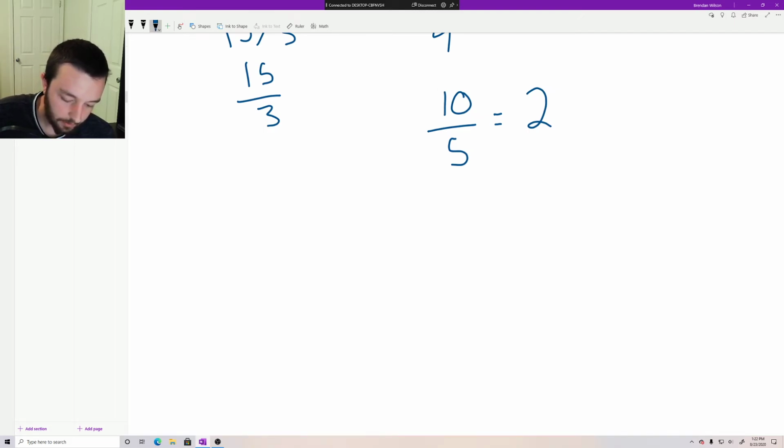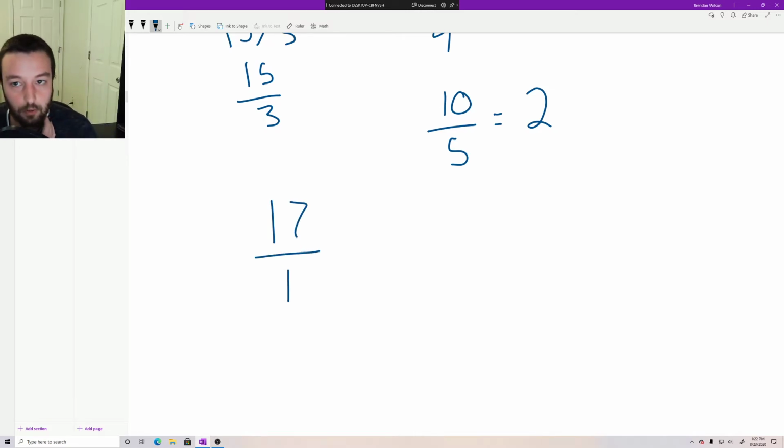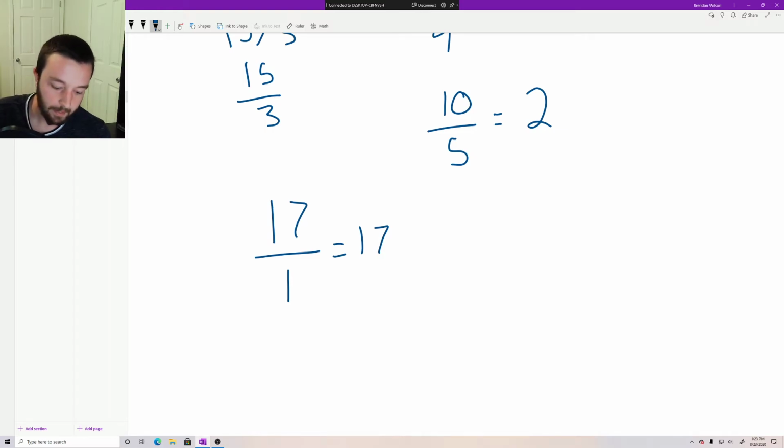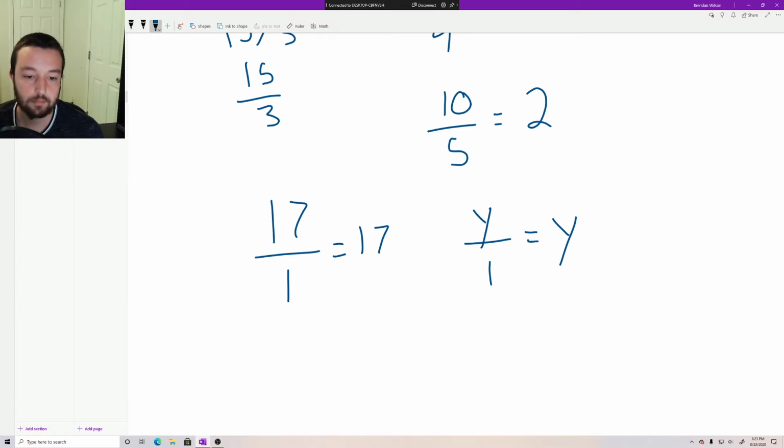Now, what about 17 divided by 1? Well, we're saying what times 1 equals 17. So this is, of course, just going to be 17, because anything multiplied by 1 stays the same. So, by that logic, any number divided by 1 will also stay the same, right? So any number, say like y divided by 1, is just going to stay the same. It's going to be y. Okay.